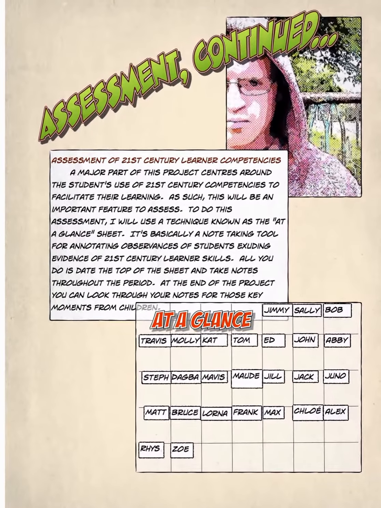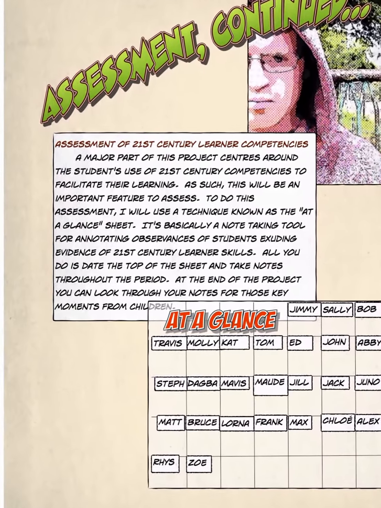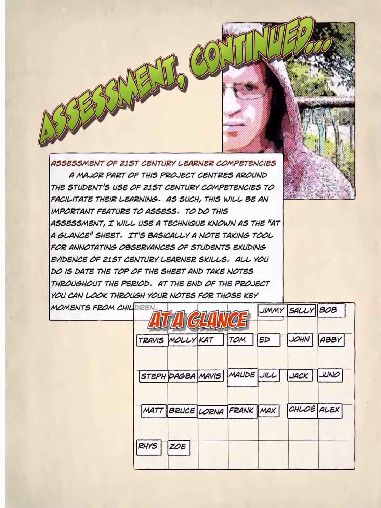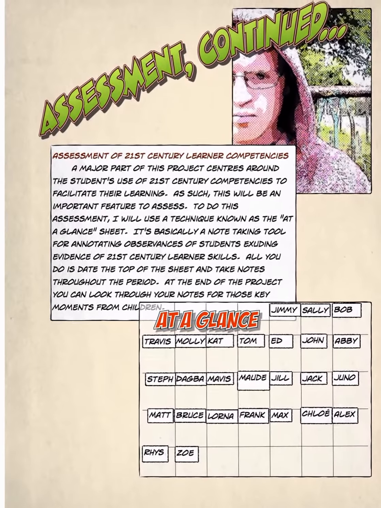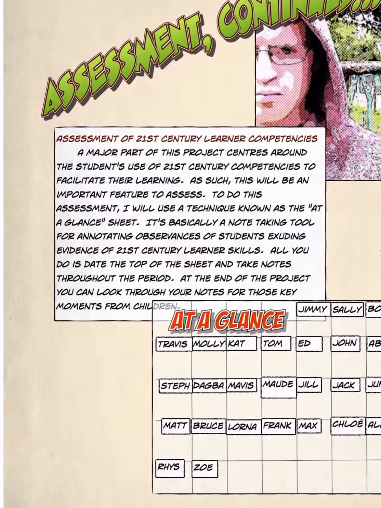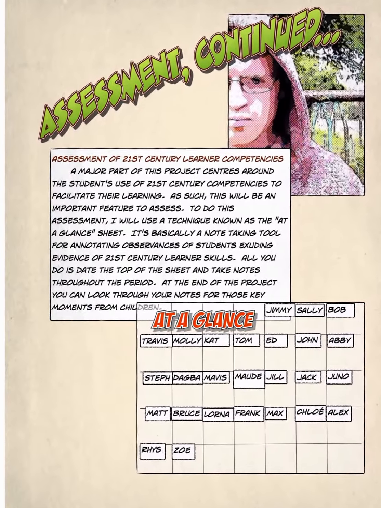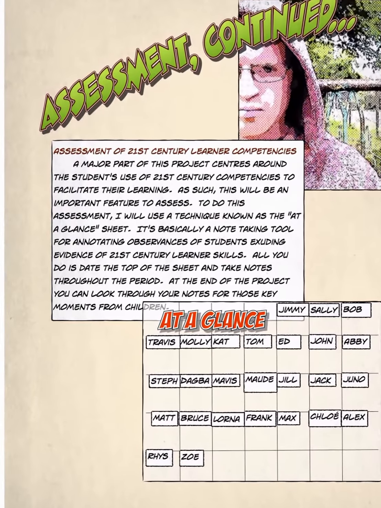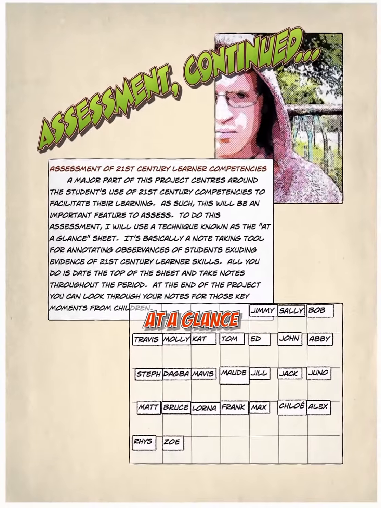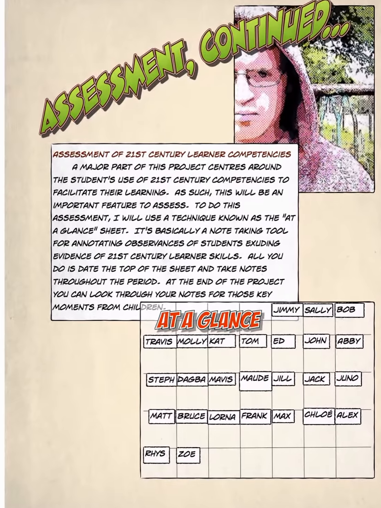Now, an at-a-glance sheet is basically just a note-taking tool for annotating observances of students exuding a certain type of evidence. In this case, it's going to be evidence of 21st century learner skills, but as you're going to see a little bit later on, we can use this at-a-glance sheet for another reason at the same time. All we have to do is date the top of the sheet, take notes throughout the period, and at the end of the project, we go back through our notes and we use those key moments from the children for our assessment of those 21st century learning competencies.